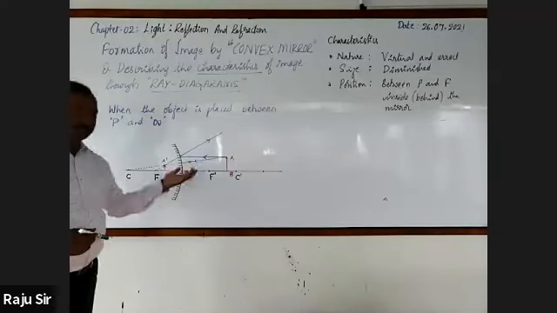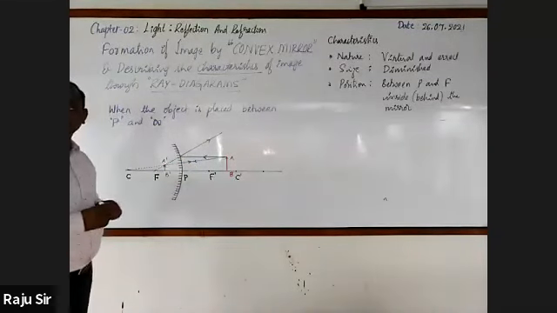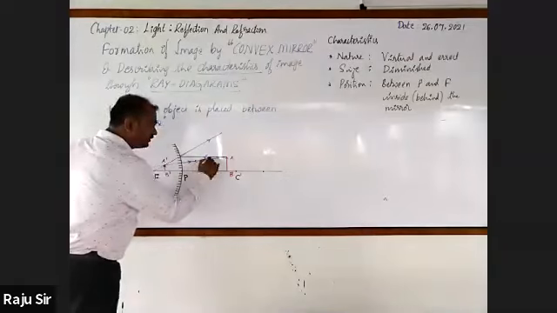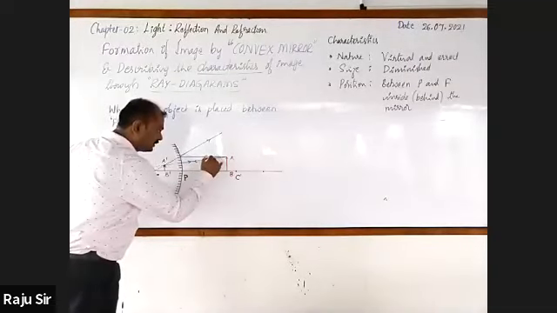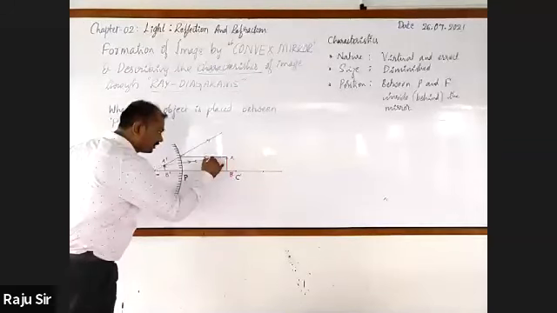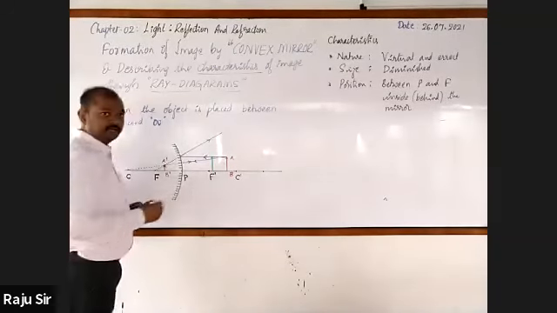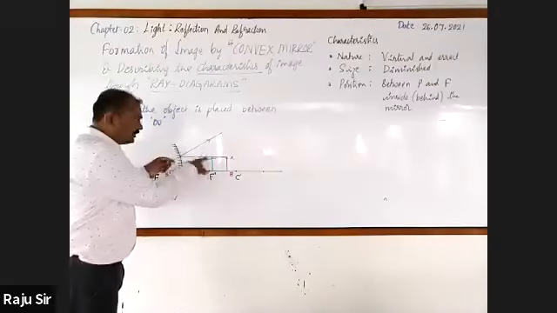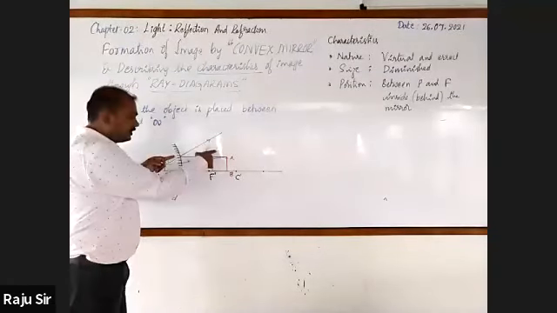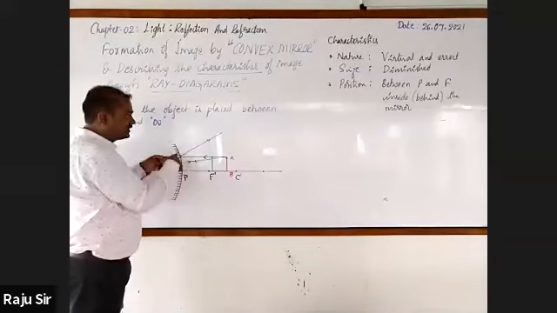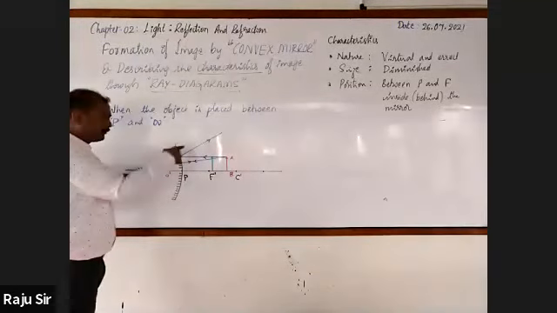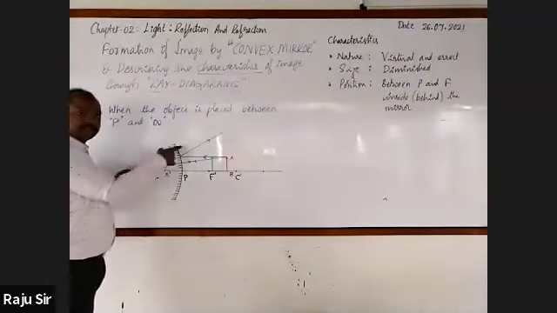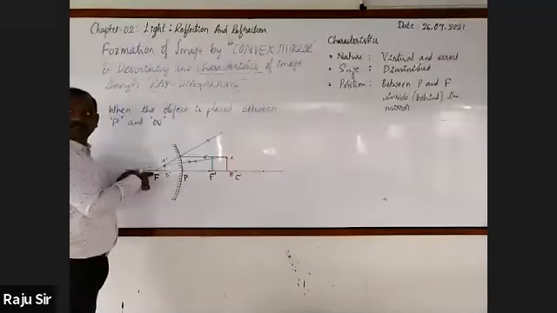I'm bringing the object closer to the mirror. Keep positioning it. Hope that you are able to see the green light. Yes, sir. First ray is common: a light ray incident parallel to the principal axis gets reflected, and this reflected ray, when extended, appears as if it is meeting at F.